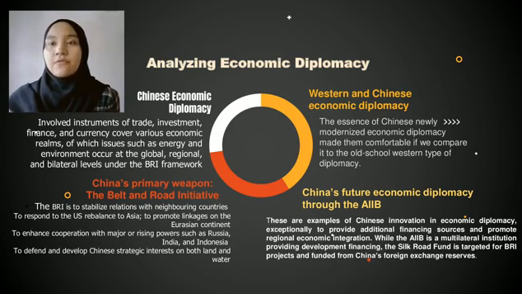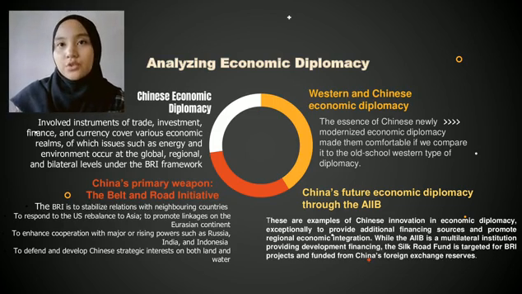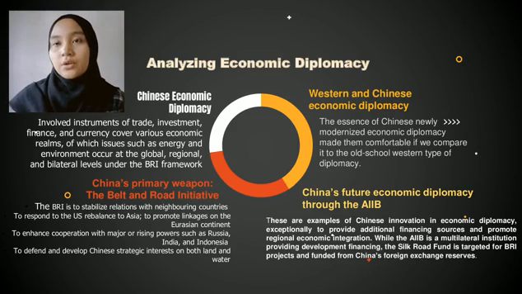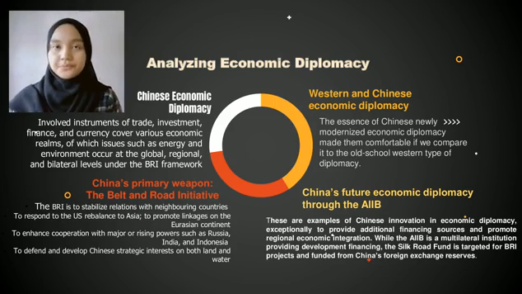Economic diplomacy can involve instruments of trade, investment, finance, and currency over various economic realms, of which issues such as energy and environment are the most linked to China's financial security and development. Modes of aid, cooperation, or sanctions occur at the global, regional, and bilateral levels. Under the BRI framework, China seeks to promote infrastructure development, technical industrial cooperation, and finance integration, while foreign aid can also be considered as a part of economic statecraft.